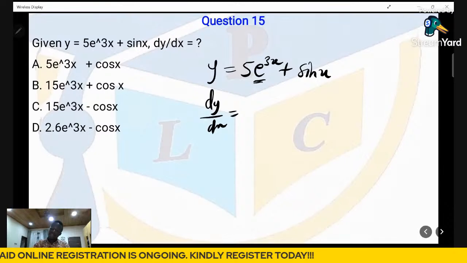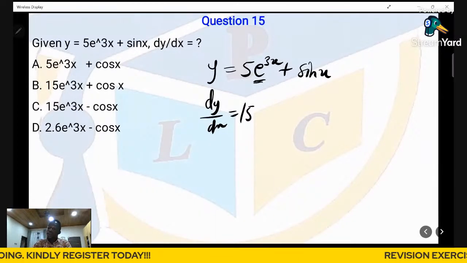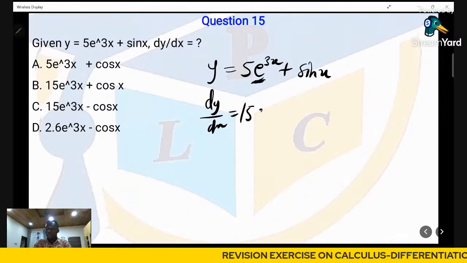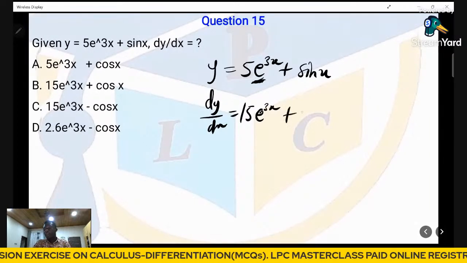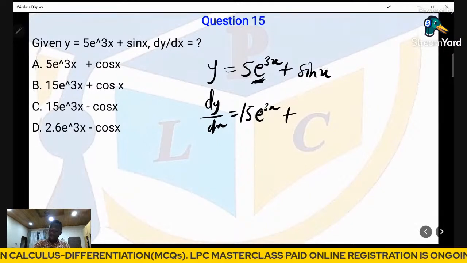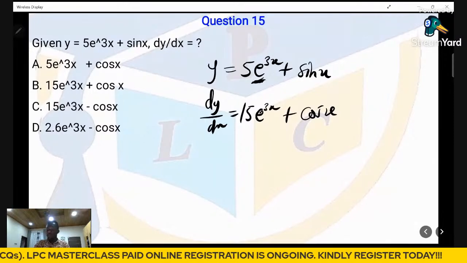So 3 multiplying 5, you are getting what? 15. So once you are done with that, you still repeat this function e with it what? Power, right? So that becomes what? This line e with 3x, all right? So this is how we differentiate. Plus, and we said the differential of sine is going to result to what? Cos. So we have what? Cos x.